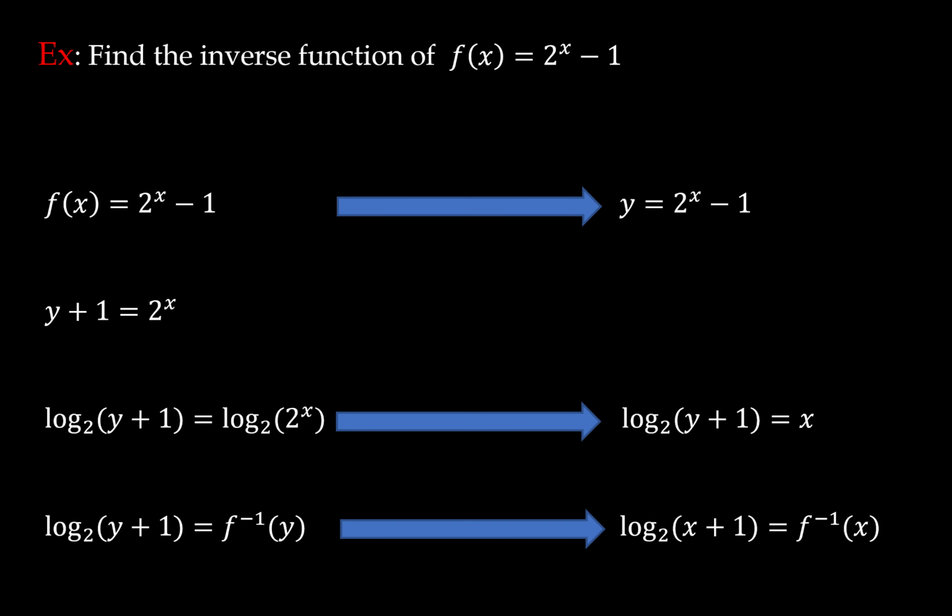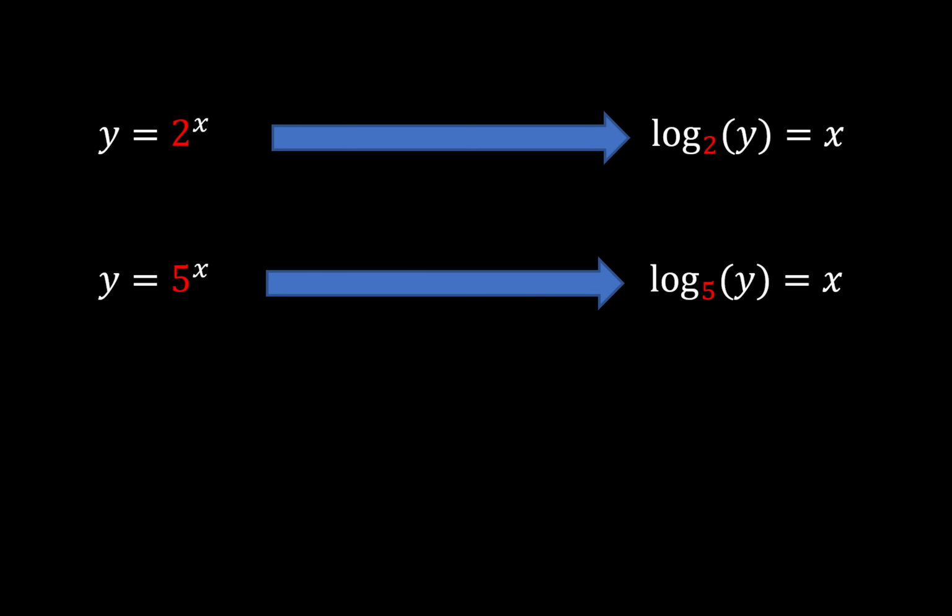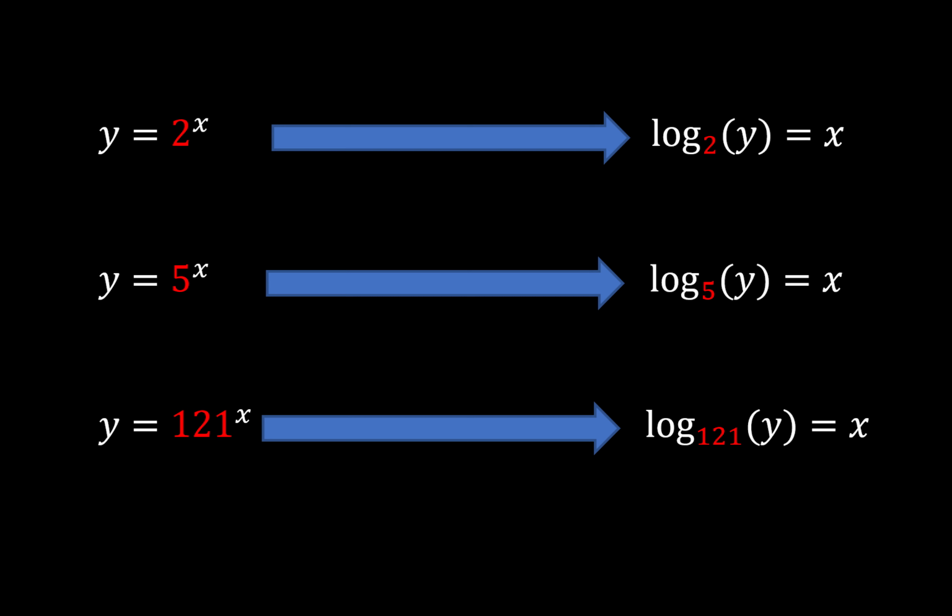Notice how when I use the logarithm, I also added this little 2 here. This is because there is no one-size-fits-all for logs. If you want to undo an exponential function with a base of 2, you must use a logarithm of base 2 as well. If you want to undo an exponential with base of 5, you must also use a log with base of 5. If you want to undo a base of 121, then you must also use a log with base 121. Okay, I think you guys get the picture.